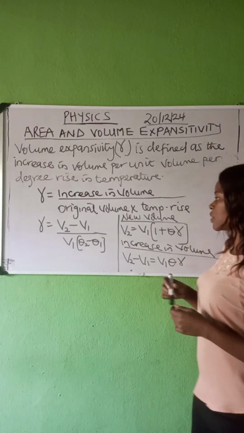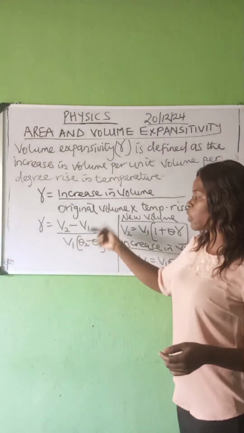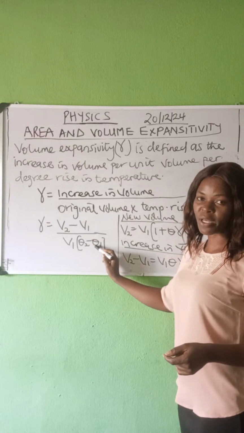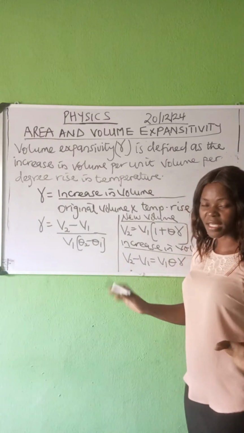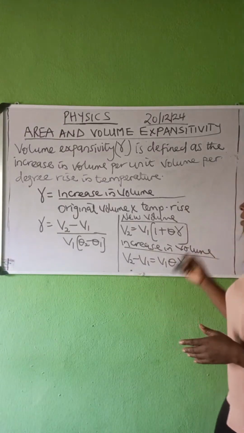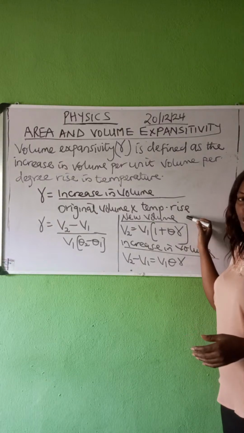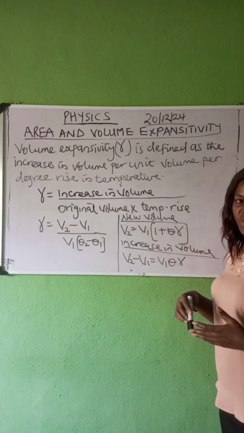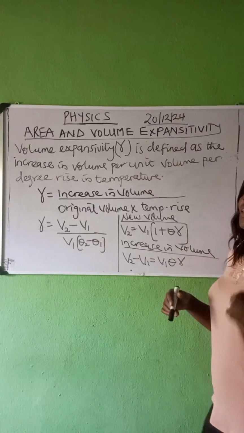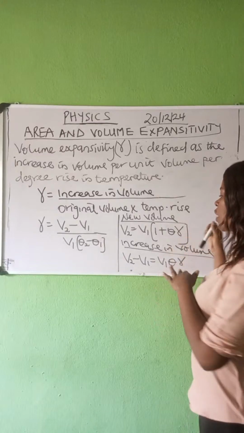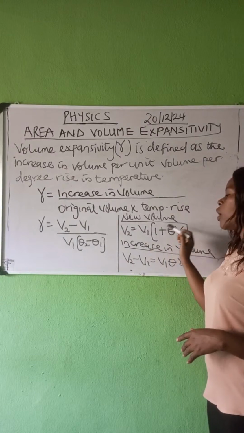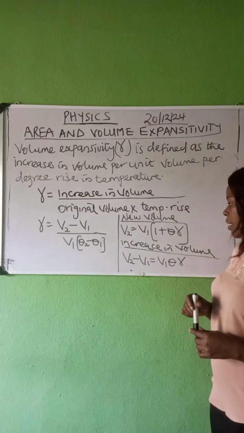Now, what am I trying to say? I'm trying to say that gamma is equal to V2 minus V1 divided by V1 bracket theta 2 minus theta 1. Is that clear? The same way we apply for linear expansivity is applicable here. Now we can be asked to find the new volume simply by making V2 the subject. The same way we generate the new length for linear expansivity is what we are using for this one. That is V2 is equal to V1 bracket 1 plus theta gamma. Is that clear?